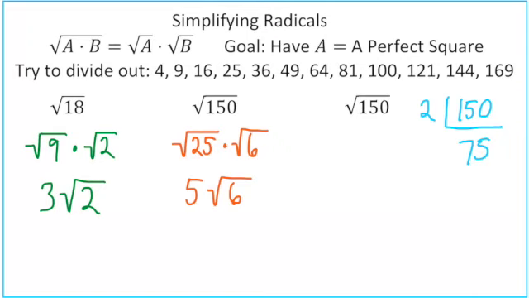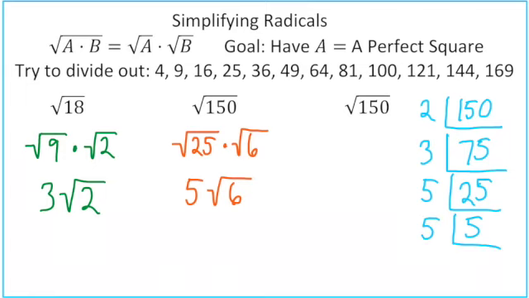Can you divide 75 by 2? No, you can't. So go to your next prime factor, which is 3. Can we go 75 divided by 3? Yeah. So 75 divided by 3 would give us 25. Can we divide 25 by 3? No, we can't. So we go to our next prime factor of 5. Can we divide 25 by 5? Yeah. 25 divided by 5 leaves us with 5, which can be divided by 5.